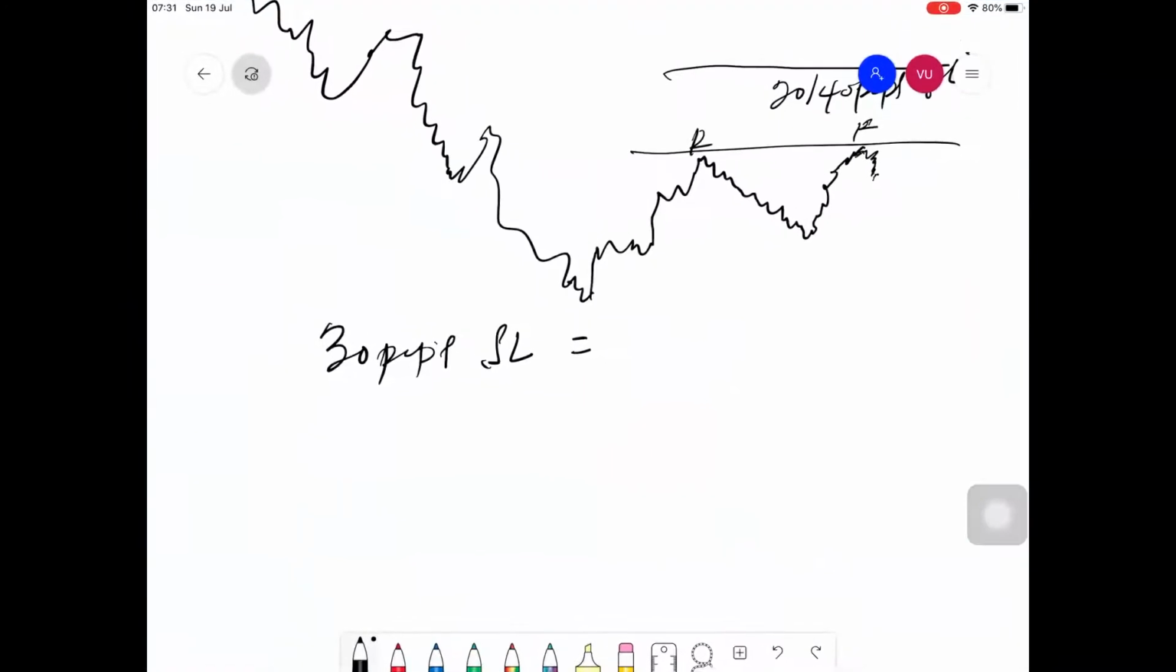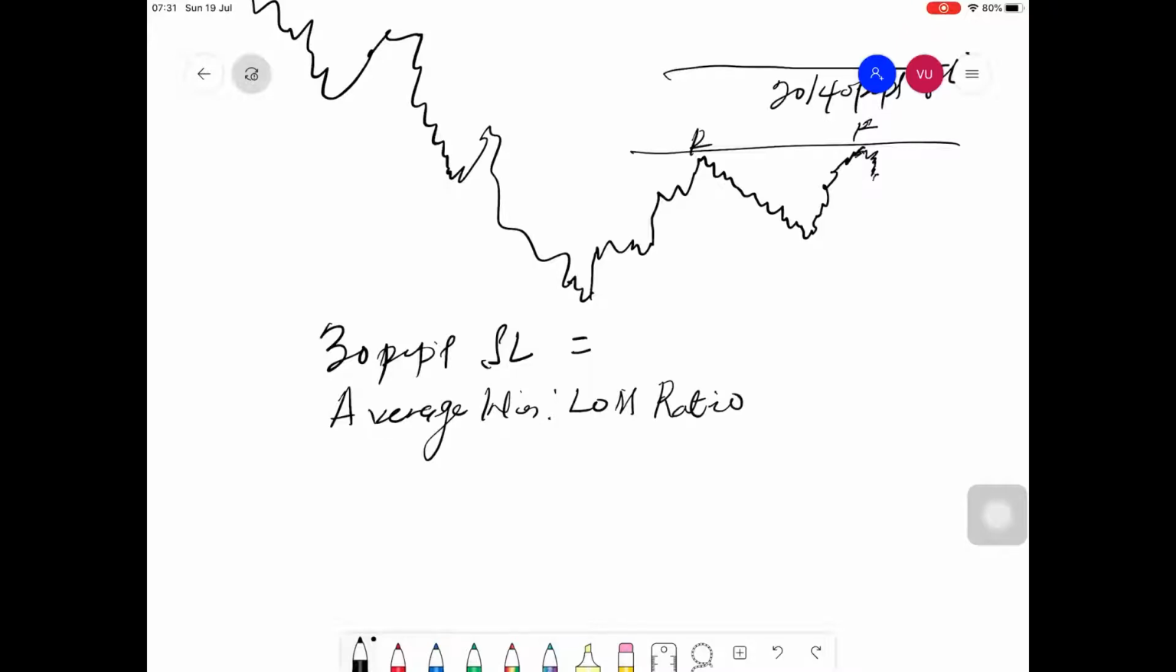Then let's look at, if you have traded for 3 to 6 months, you should know your average win-loss ratio. Your average win-loss ratio.